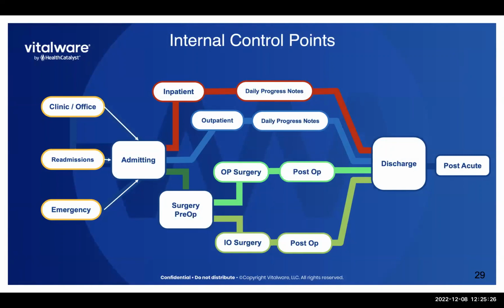So this on slide 29 is a picture of all the control points. And as you can see, the left-hand side in yellow is before we start taking the patient experience face-to-face, you know, the clinic office visit, readmissions, emergency room. It goes through admitting, and that is the first place where we see a huge number of errors. Then we have the inpatient side, the outpatient side, the outpatient surgery, and the inpatient. Those are different tracks, shall we say, all before discharge.